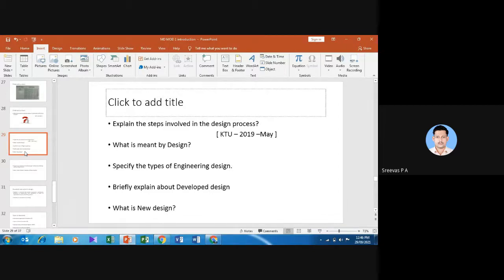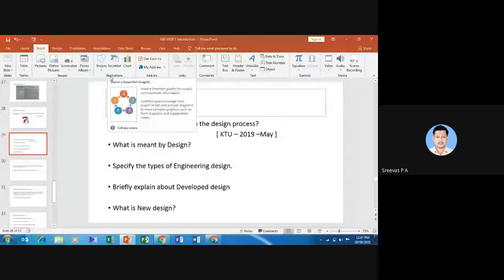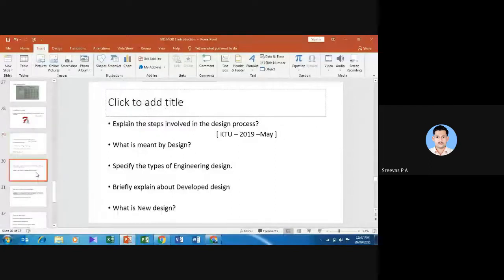Then specify the types of engineering design. That also we have discussed. What is adaptive design? What is new design? What is developed design? What is rational design? What is empirical design? What is industrial design? All those things you have to incorporate while writing for that question. Briefly explain about developed design. That also. Okay, what is new design? That also we have discussed.